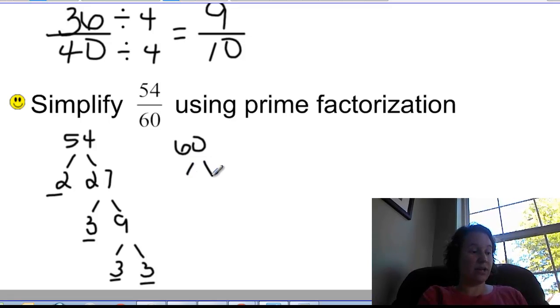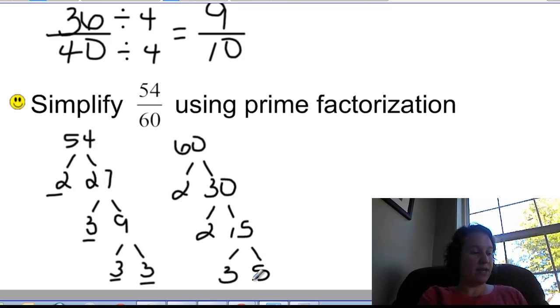I like to start with 2 again because 60 is an even number, so I can see that it's divisible. 2 goes into 60 30 times. I'm just going to keep dividing by 2 as long as I have an even number, so that goes into 30 15 times. Then if I look at 15, it's not an even number anymore, so it's not divisible by 2. I can divide 15 by 3 and 5, and those are both prime. So now I have the prime factorization of 60: 2, 2, 3, 5.